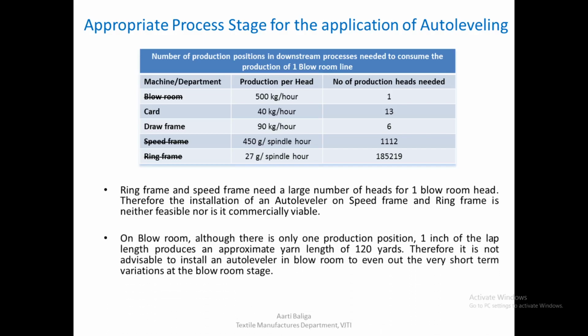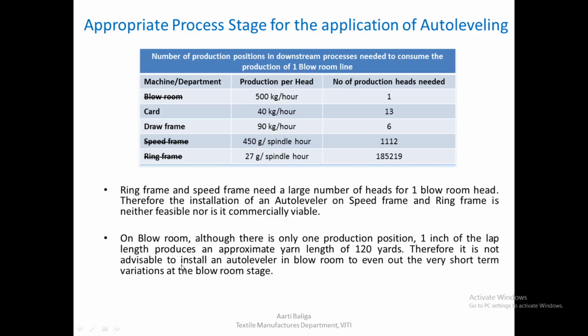So then we go to the blow room, which is the first stage. Let us see whether I can install an auto leveler at this stage itself, and whether it is really useful to install one over there. When we look at 1 inch of a lap that is produced by the blow room, that 1 inch of lap produces an approximate length of 120 yards or so and above, depending on the yarn count that we have chosen. So 1 inch of blow room lap would give me a yarn length of around 120 yards.